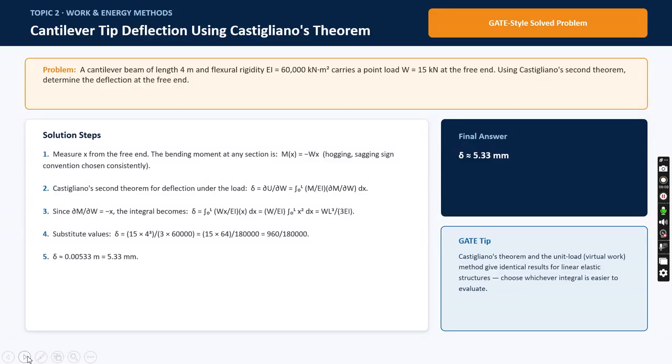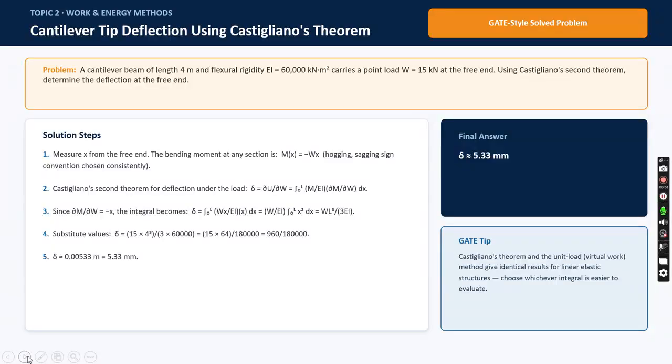Castigliano's second theorem for deflection under the load is given by deflection equals dU by dW, which is the integral from 0 to L of M by EI into dM by dW into dx. Since dM by dW is equal to minus x, the integral becomes deflection equals the integral from 0 to L of Wx by EI into x into dx, which is W by EI times the integral of x square dx, given by WL cube by 3EI.